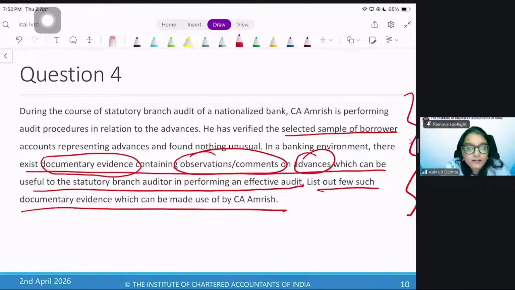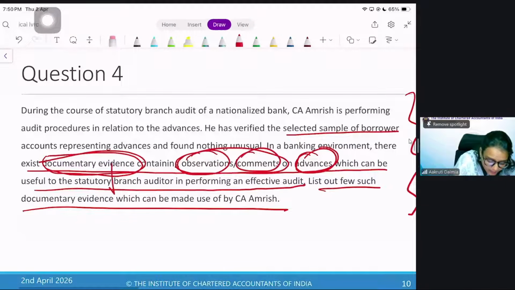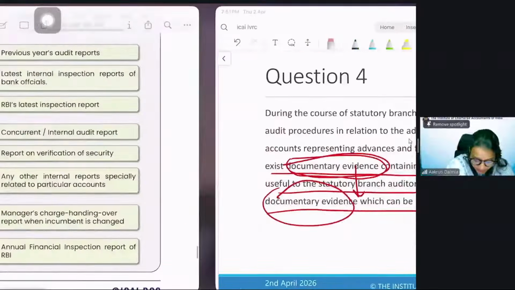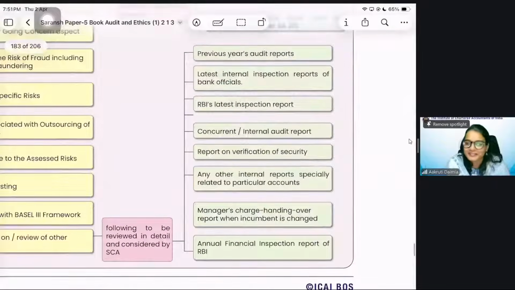Answer is from the book, but the word report is being avoided. They are saying, there are some audit documentary evidences which have observations or comments on advances. What are those documentary evidences that the auditor can use? And it is indirectly asking you that these are the different reports that can be used by the auditor.